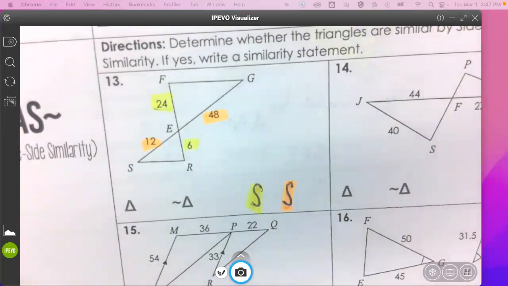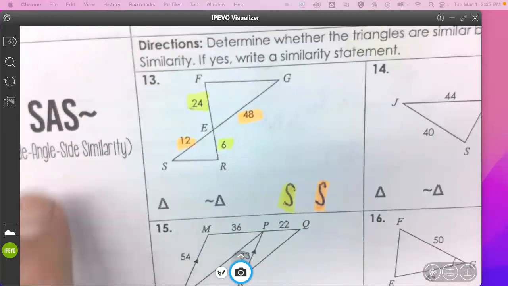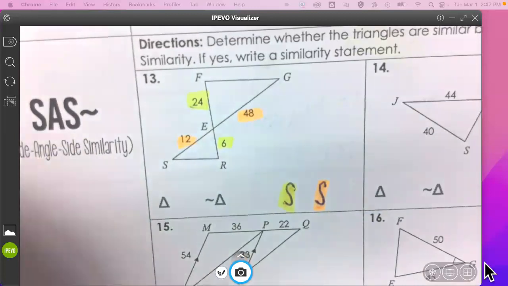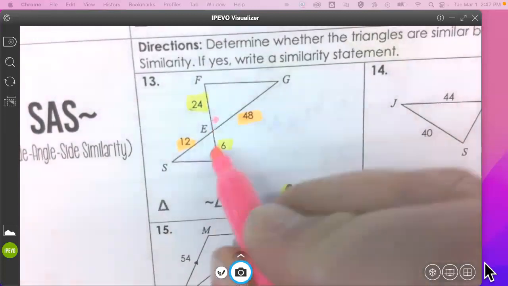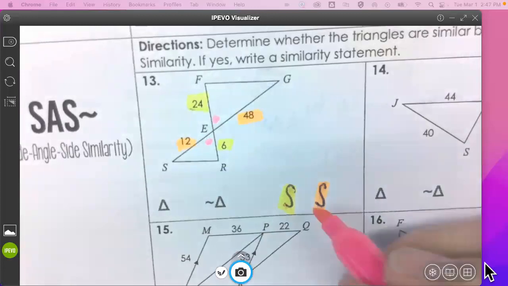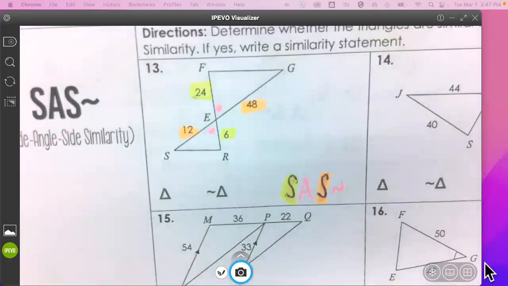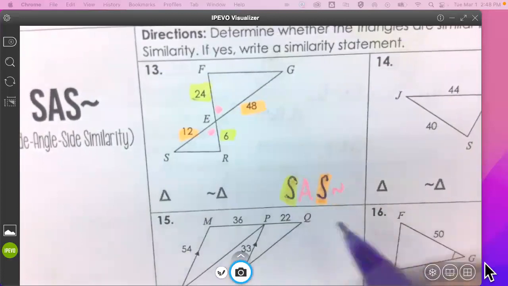So what do I need to finish this off? And given the fact that this section is called SAS similarity, what do we think is missing here? Do we see an angle pinched in between these two? Yes. Why are these angles congruent? They're vertical angles. So can we say that side angle side similarity, these are similar? No, we haven't said the S's yet. We've toyed with them, we've identified them, but how do we say that they actually are in the same proportion?